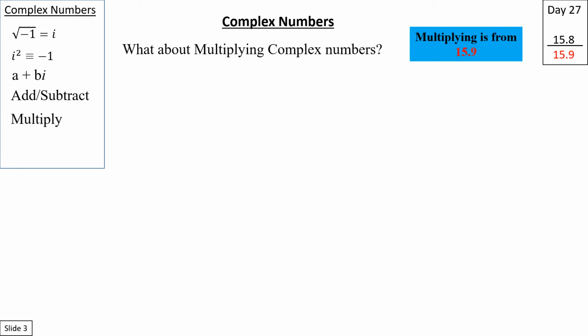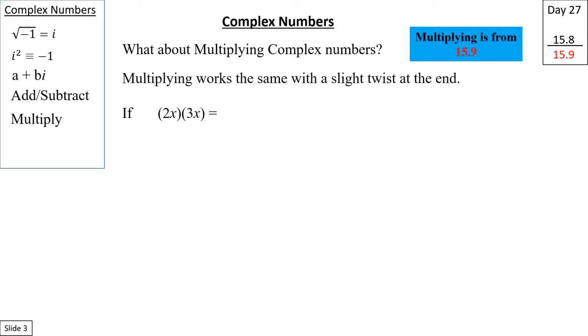How about multiplying? Now, this actually is 15.9, multiplying complex numbers, because 15.8 was really fast. It was just, what is a complex number and how do we add or subtract, which is very similar to adding or subtracting polynomials. Multiplying works the same with a slight twist at the end. So multiplying polynomials would be the same as multiplying complex numbers with only a slight twist at the end.